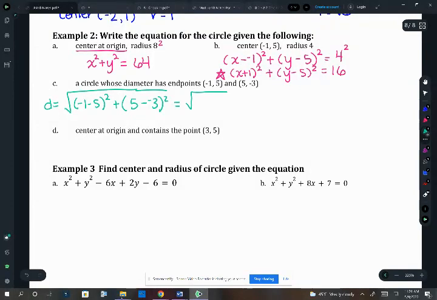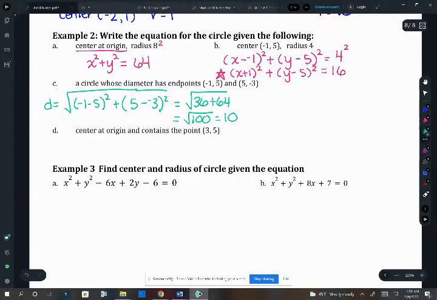So -1 minus 5 is -6. -6 squared is 36. And then 5 minus -3 is really 5 plus 3, which is 8. And 8 squared is 64. So I see that the square root of 36 plus 64, which is 100, gives me my diameter being 10.